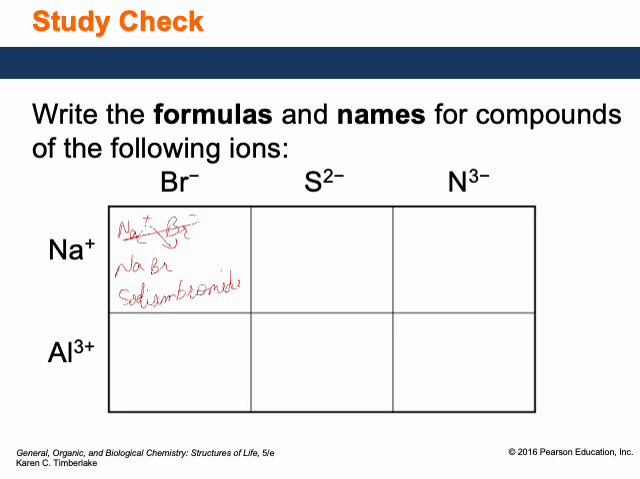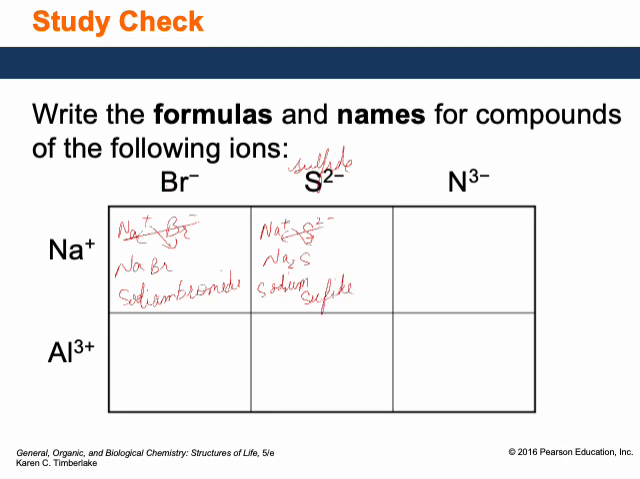Sodium with S2 minus. S2 minus is sulfide. Sodium would be Na plus. Sulfide is S2 minus. Crossing over the numbers would give you Na2S. You put the name of the metal followed by the name of the anion, which is sodium sulfide.